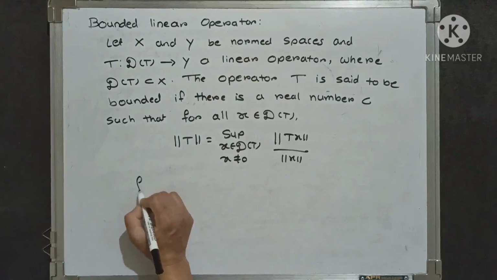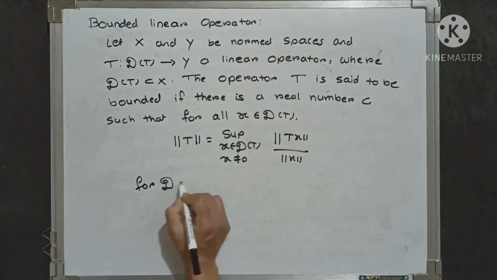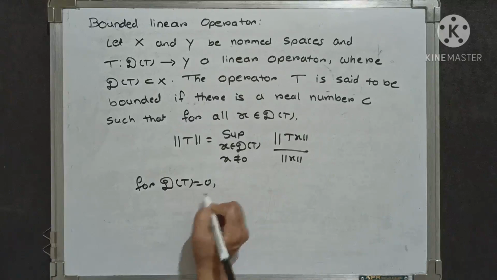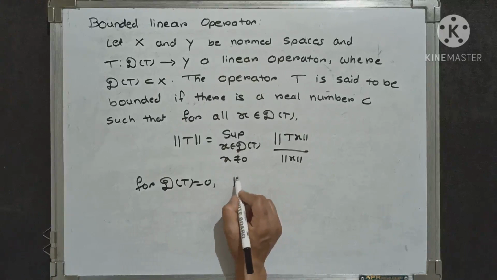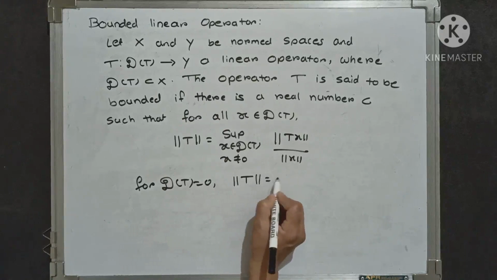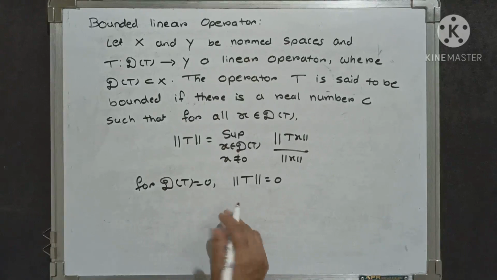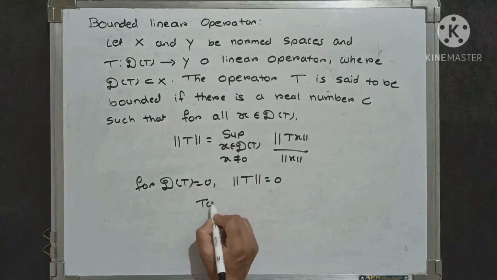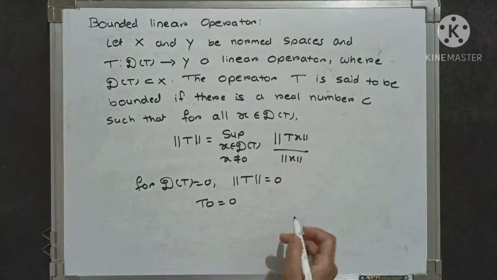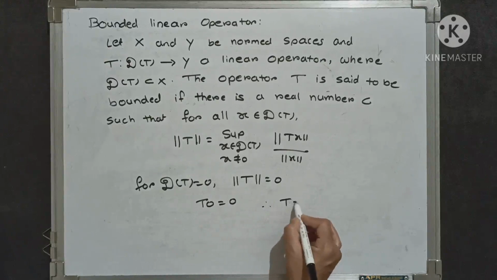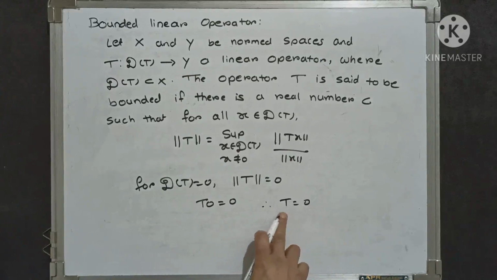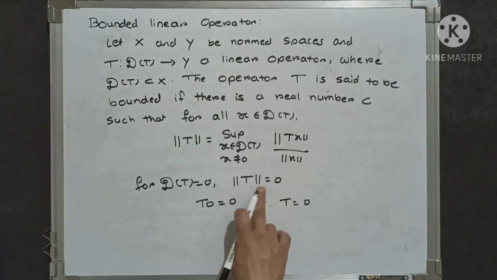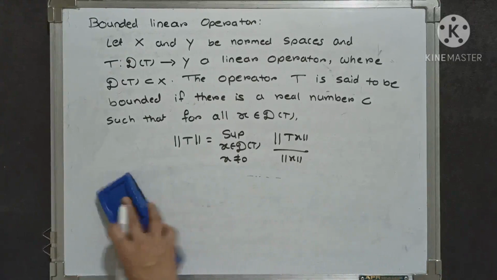Now for D(T) equal to {0}, in this case norm of T is also equal to 0, because T0 is always equal to 0, and therefore T is equal to 0, and as T equals 0 implies that norm of T equals 0, and hence we get the value of norm of T.